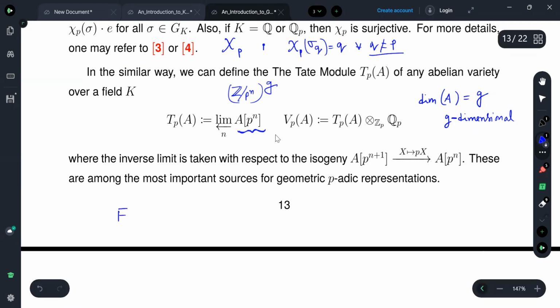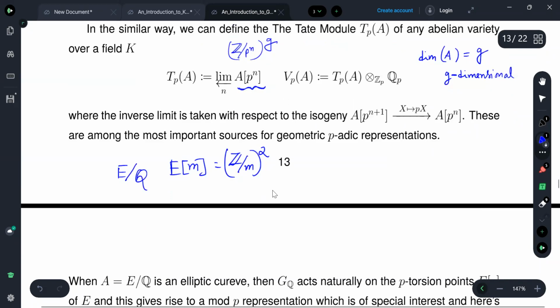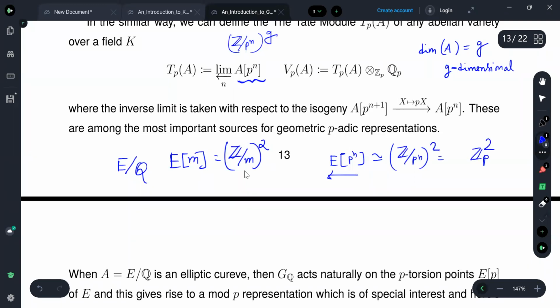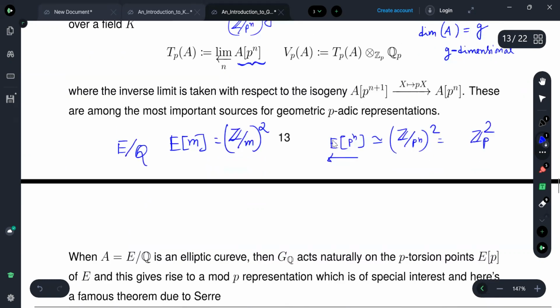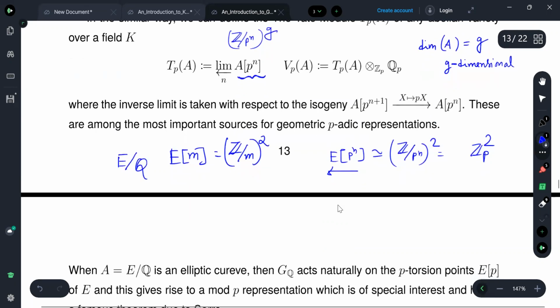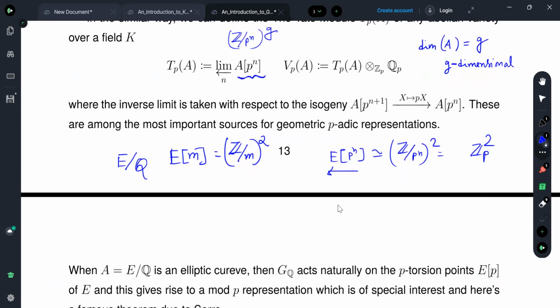Yeah, for an elliptic curve E over Q, you know that the m-torsion points are exactly isomorphic to (Z mod m)^2. So if you take the p^n torsion points, then it will be isomorphic to (Z mod p^n Z)^2. If you take the inverse limit, then it will be just Zp squared. The Tate module will be isomorphic to Zp squared for elliptic curves over Q. And if you tensor it with Qp, then it will become just Qp squared.